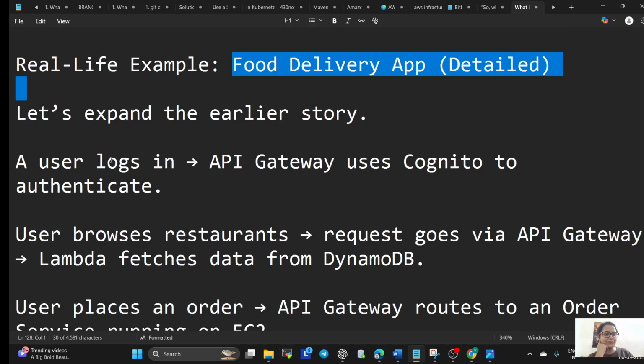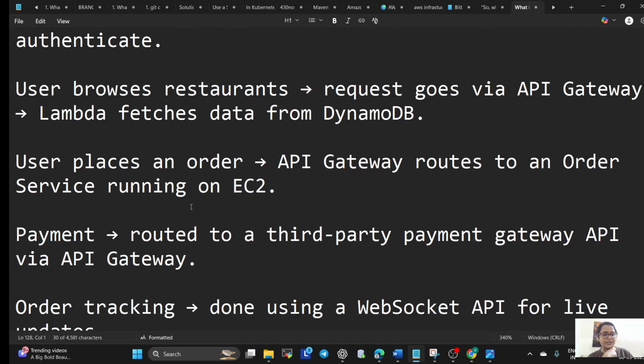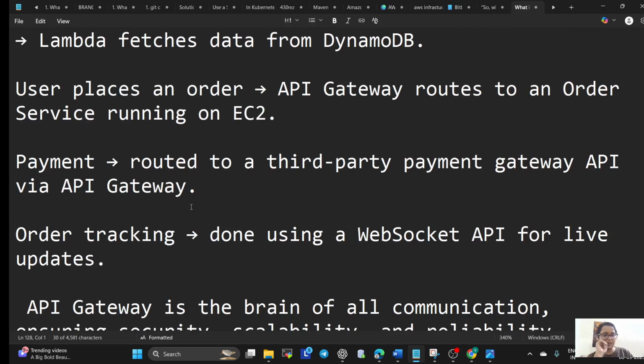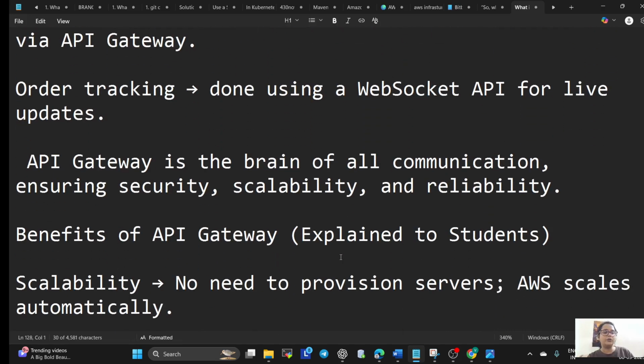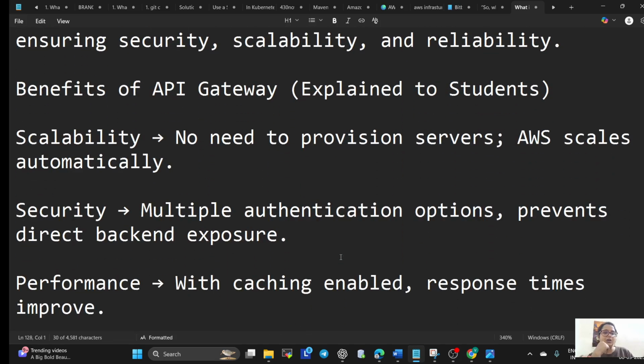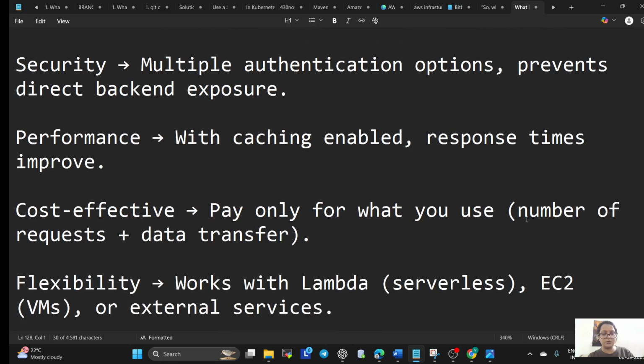A user logs in, API Gateway uses Cognito for authentication, using a browser. I already explained this, but here I have given an example. API Gateway is the brain of all communication, ensuring security, scalability, and reliability. Now come to the benefits of API Gateway. Scalability, no need to provision servers. AWS scales automatically. Security, multiple authentication options, prevents direct backend exposure. Performance, with caching enabled response time improves. Cost effective, pay only for what you use.